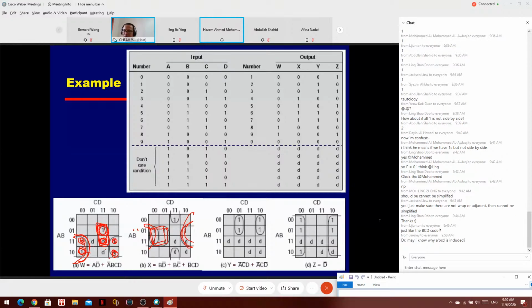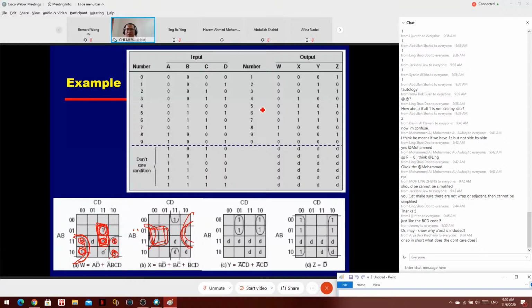Jintun has a message on the chat box, just like the BCD code. Yeah, binary coded decimal. May I know what is BCD? Yeah, BCD is binary coded decimal. Binary coded decimal is just a way to represent decimal digits in a binary way. So if you want to convert them into a function or a circuit, this is how it's potentially going to look.